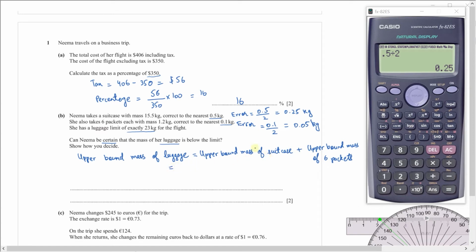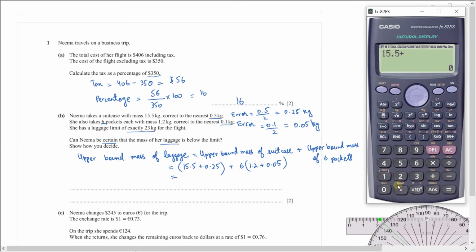Upper bound mass of suitcase will be the mass 15.5 plus the error value, plus 0.25. Then the upper bound mass of 6 packets: the mass of one packet is 1.2 kg, and the error value is 0.05. So the upper bound will be, I will add the error, and then there are 6 such packets, so I will multiply this with 6. So now let's calculate this.